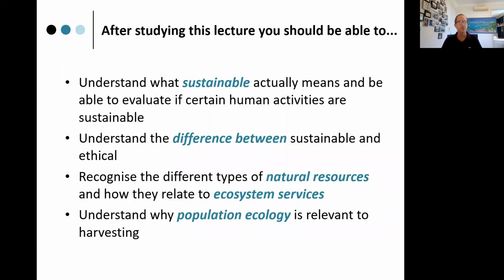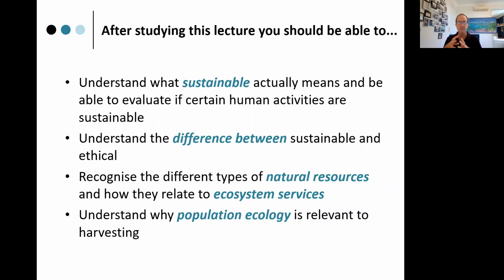The outcomes that I'm aiming for in today's lecture are, one, to understand what sustainable actually means and be able to evaluate if certain human activities are sustainable or not sustainable. So I'll be interested to have you, at the end of the lecture, look back at those notes you've just written and see if I've added to your knowledge around sustainability.